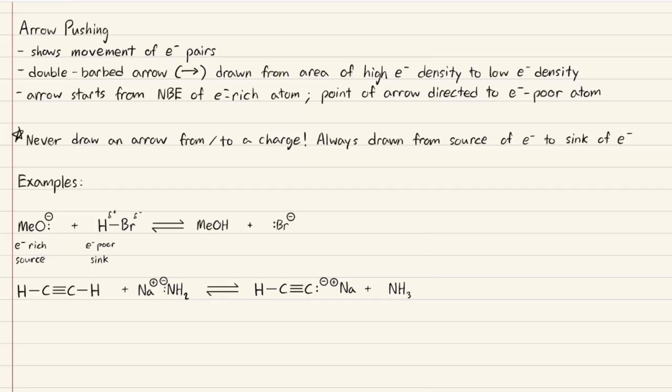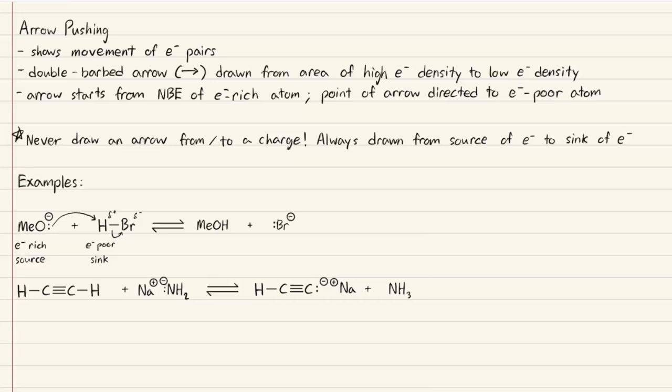Now we're ready to draw the arrows. The arrow starts from the non-bonding electron pair on the oxygen in methoxide and is drawn to the hydrogen in hydrogen bromide. Then, we draw one more arrow from the hydrogen-bromine bond to the bromine atom. With these arrows, we've indicated that the non-bonding electron pair on oxygen is used to form a bond with hydrogen, and the hydrogen-bromine bond breaks, returning the shared electrons in the bond to the bromine atom. This gives us our two products, methanol and the bromide anion.